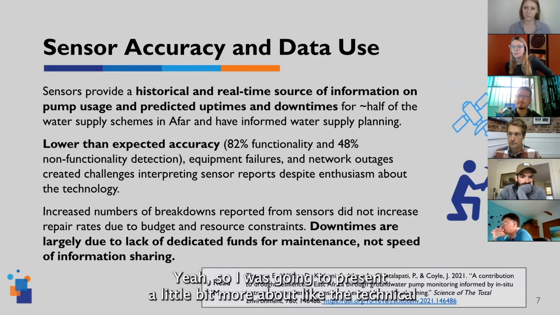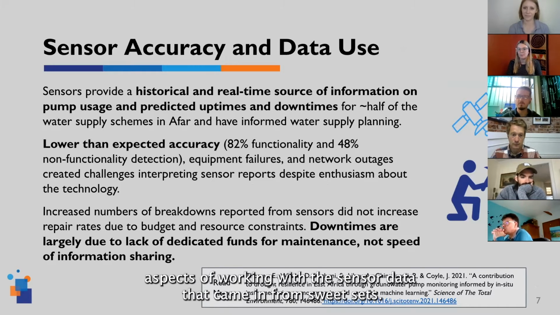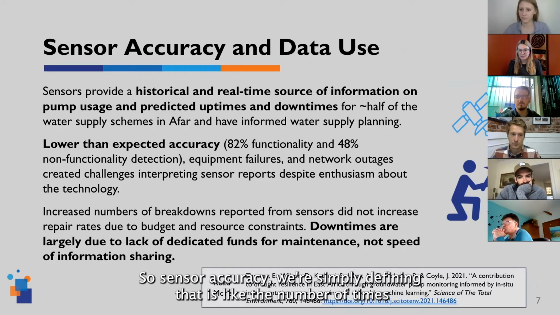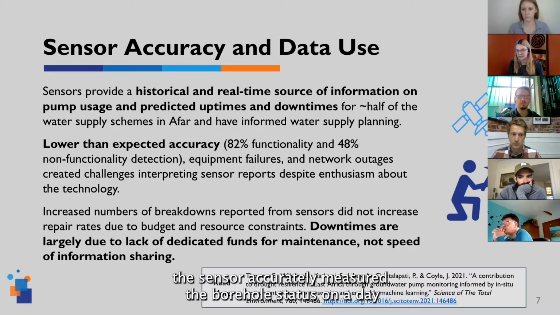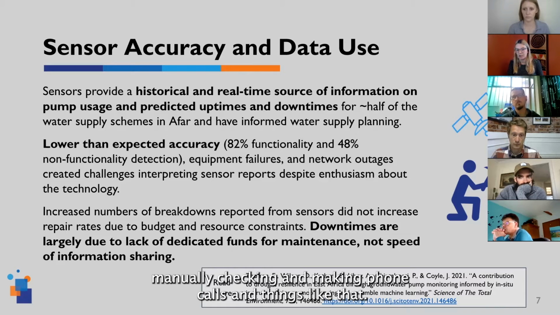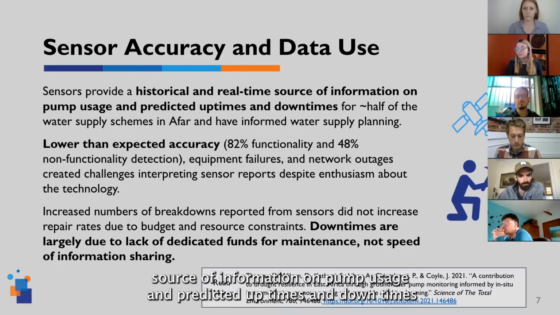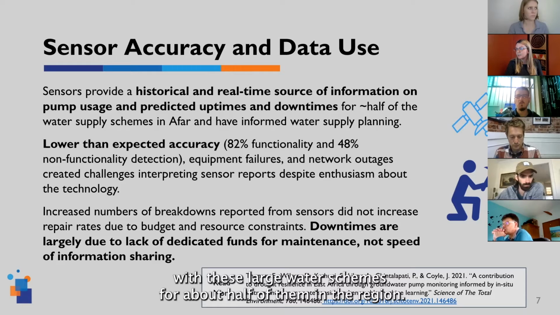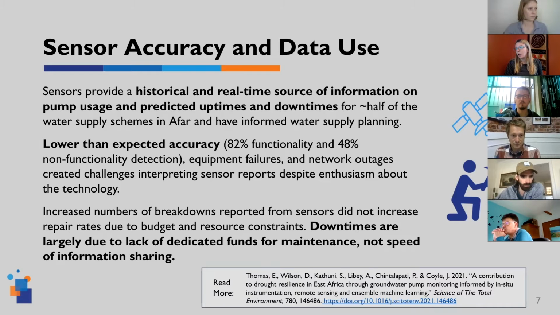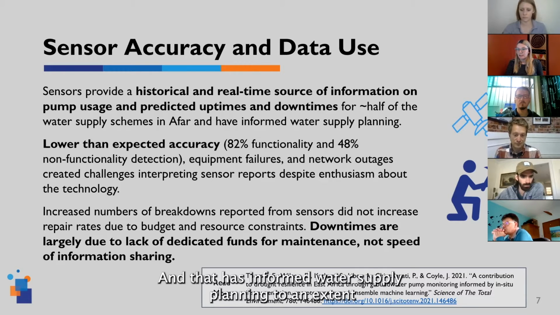Yeah, so I was going to present a little bit more about the technical aspects of working with the sensor data that came in from SWS. So sensor accuracy, we're simply defining that as the number of times the sensor accurately measured the borehole status on a day. And the way we verify the borehole status is, of course, manually checking and making phone calls and things like that. So from what we've seen of the data set, sensors provide a historical and a real-time source of information on pump usage and predicted uptimes and downtimes of these large water schemes for about half of them in the region. And that has informed water supply planning to an extent.